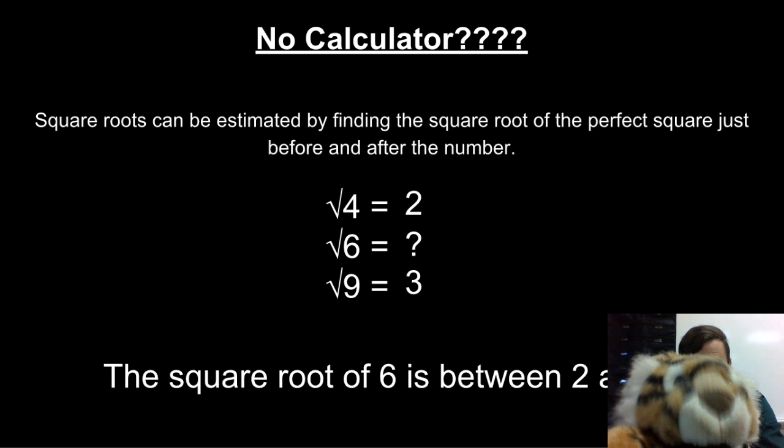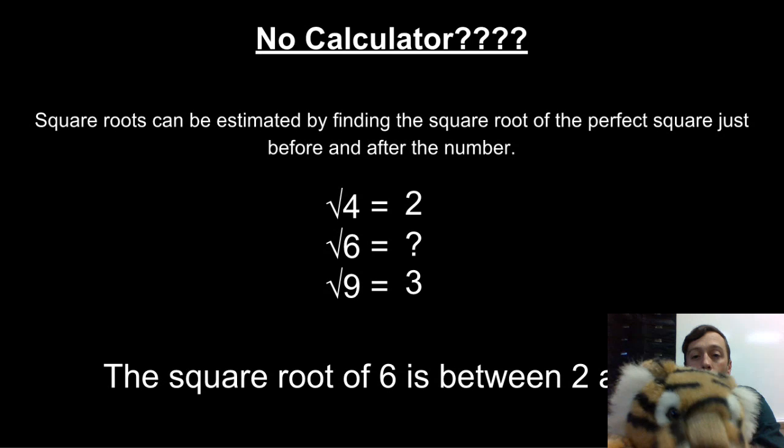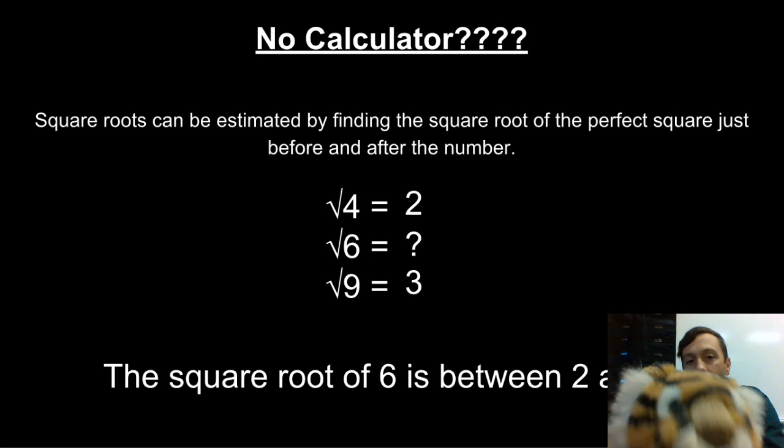Know what Mr. Tiger forgot on this video? Square root of 4 is plus or minus 2. Ooh, way to go, listener, for paying attention and noticing that typo.